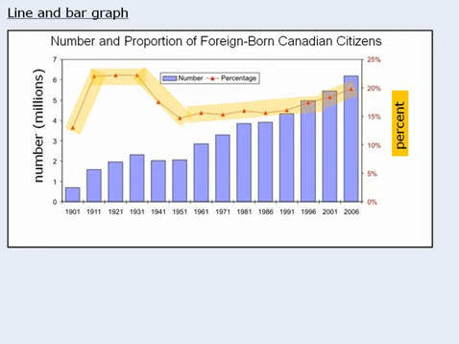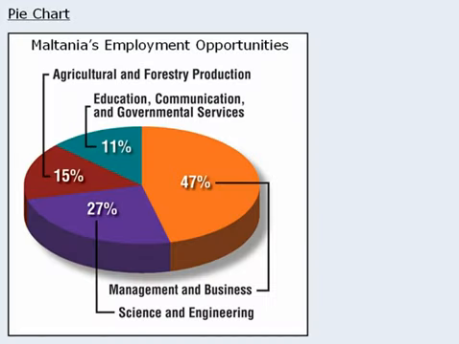Alright, the next graphic to discuss is the pie chart. A pie chart, or circle graph, is a circular chart divided into sectors, where each sector indicates the relative share of a total amount. In the pie chart shown here, the entire pie represents all of the employment opportunities in Maltania, and each individual sector indicates the proportion of employment opportunities that fall into a certain category. For example, 47% of all employment opportunities fall into the category of management and business.